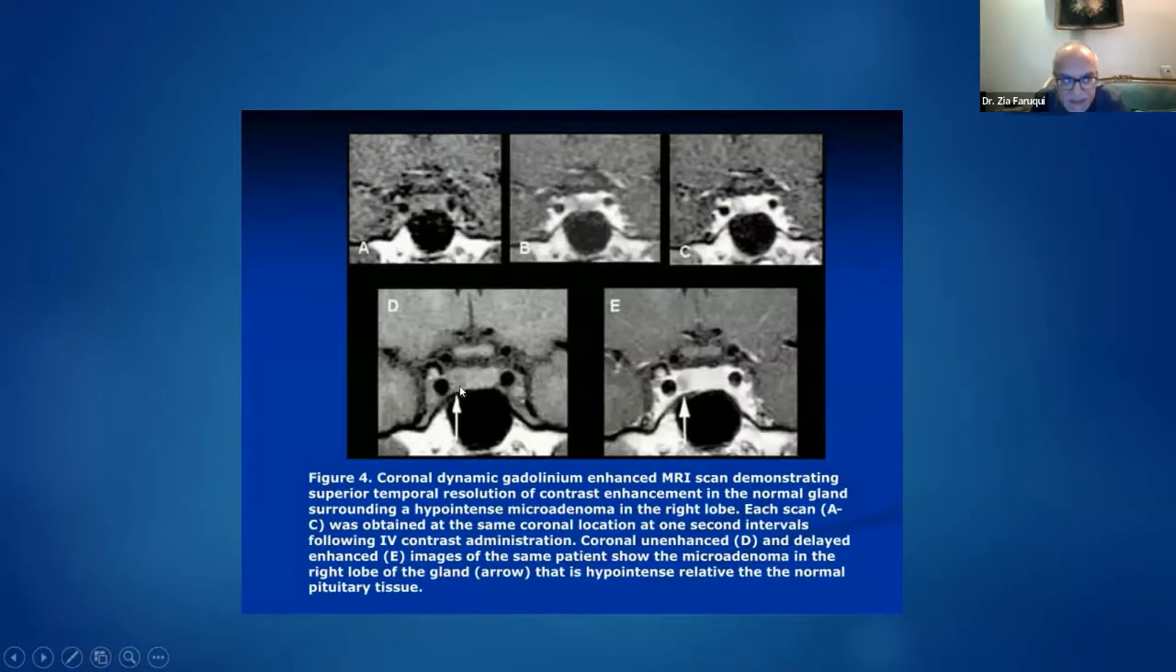And you can see there's a little non-enhancing microadenoma on the right side of the gland. And as time goes on, you can see this is starting to fill in with contrast. And eventually, if you scan for long enough, this will become almost the same intensity as the rest of the gland.